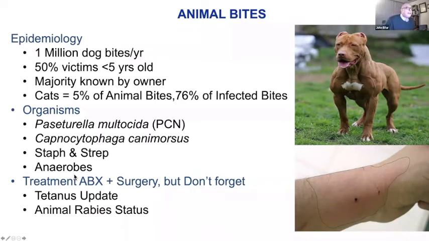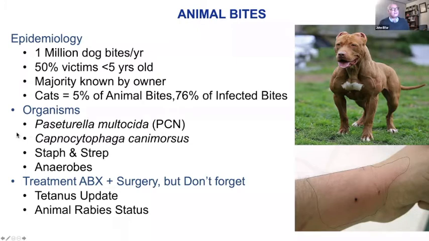Let's talk about animal bites. These are really common, 1 million dog bites a year, most commonly affecting very little kids. Cats are 5% of animal bites, but they're 76% of infected bites. The dog lovers on the faculty here probably enjoy this fact. Organisms are Pasteurella multocida.